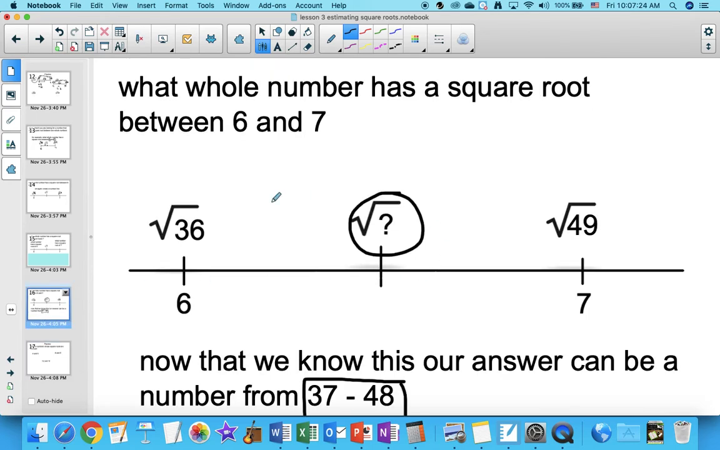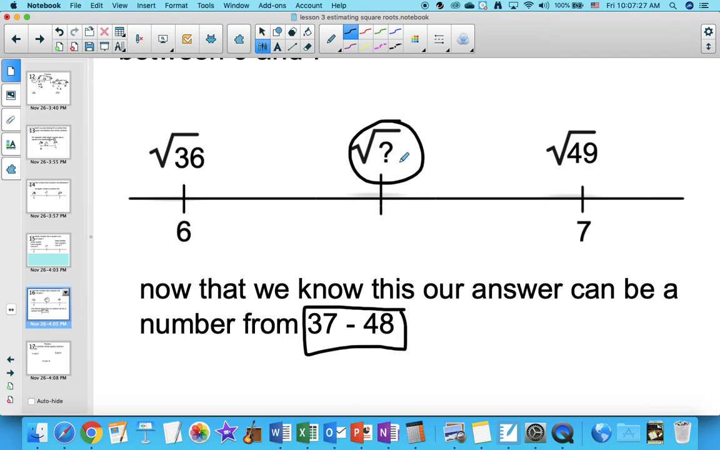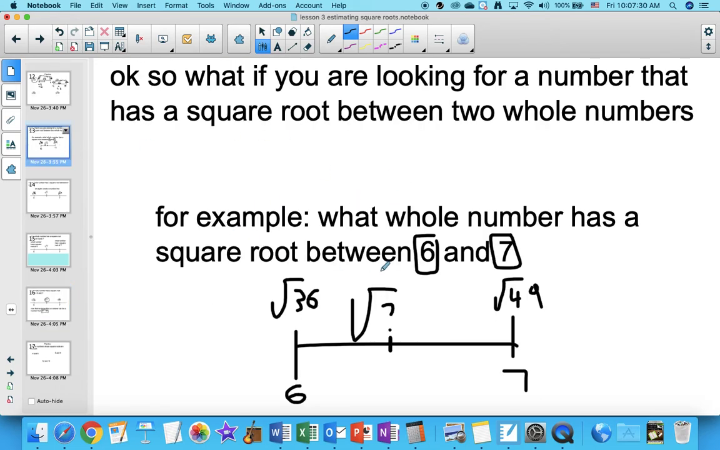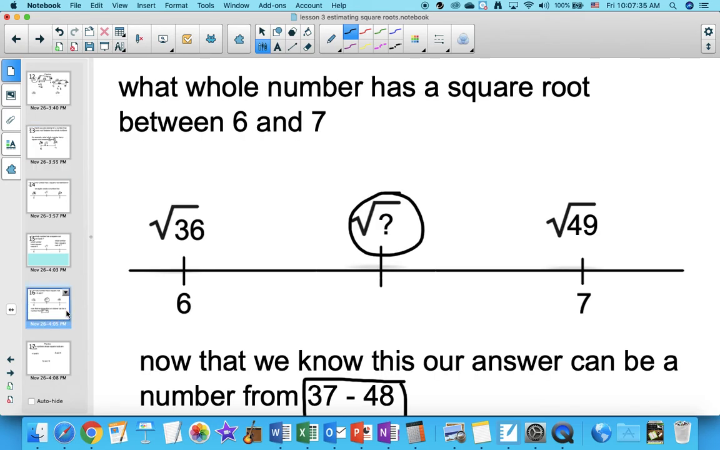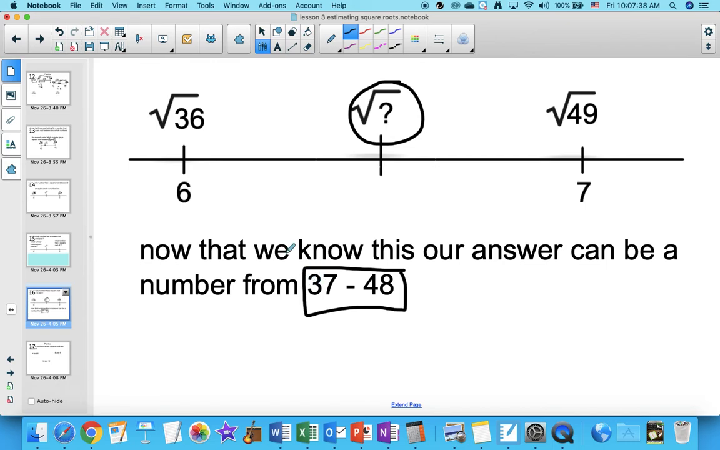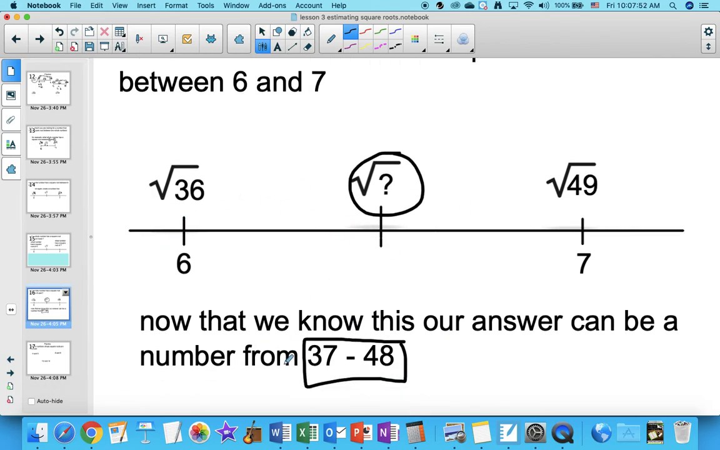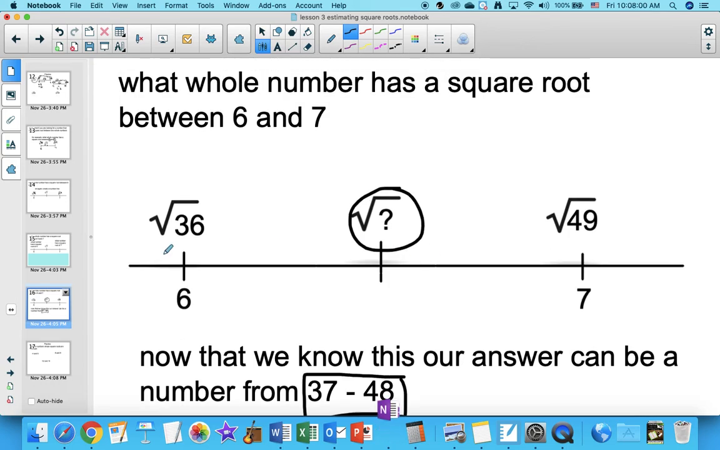So we have now found a range of numbers that this mystery number could be, right? In this question, it's asking us what whole number has a square root between 6 and 7. It's not just one number, it's a range of numbers, because the square root of 37 would be really close to 6, but just a little bit bigger. As we go up through these numbers, we now know that the range of numbers that would have a square root between 6 and 7 is 37 to 48, right? The square root of 36 is 6, the square root of 49 is 7, and we're trying to find what numbers have square roots between 6 and 7.